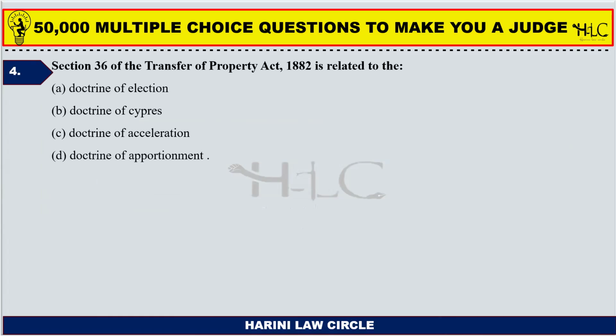Moving ahead to the fourth question. Section 36 of the Transfer of Property Act 1882 is related to the doctrine of election, doctrine of cy-pres, doctrine of acceleration, doctrine of apportionment.